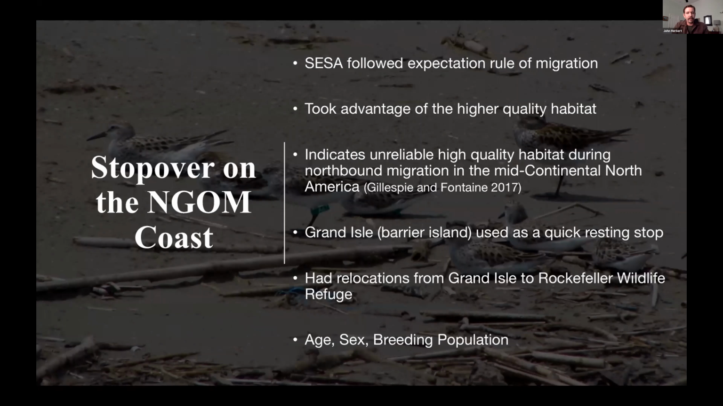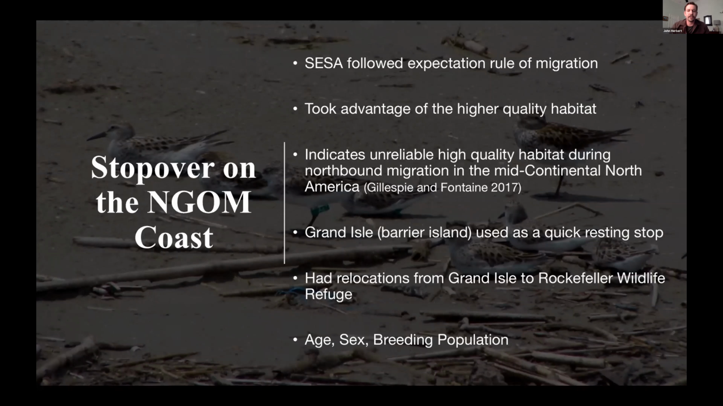All right, so our takeaways from this part of the study: they were following the expectation rule. They were taking advantage of the higher quality habitat. This high quality habitat on the Gulf Coast after this ecological barrier is really important. It also indicates that there's potential unreliable habitat, which has been found in other studies for shorebirds in North America. Grand Isle, these barrier islands are still used heavily by shorebirds, but maybe it's more of a quick resting stop because they're exhausted after that trans-Gulf flight.